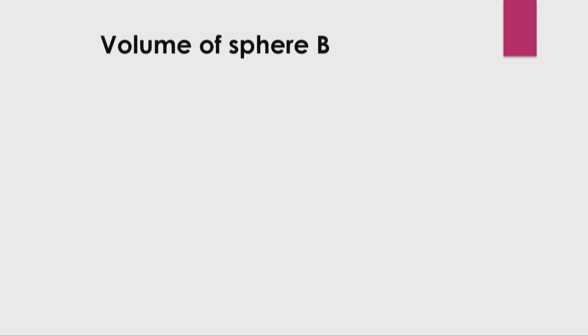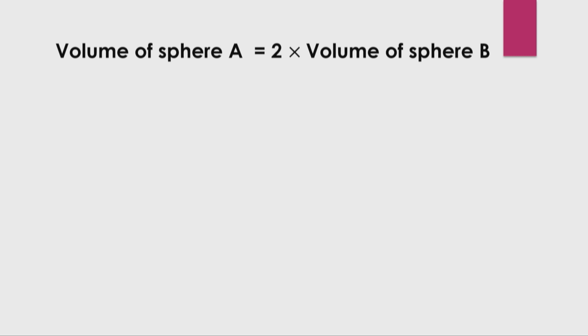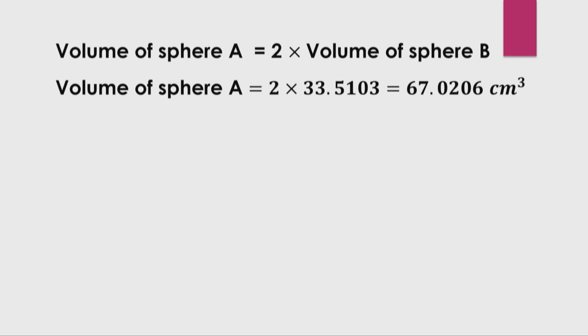To calculate the volume of sphere B, we use the formula 4/3 pi r cube centimeter cube. Substituting the values, 4/3 pi multiplied by 2 cube centimeter cube. Evaluating this, we get 33.5103 centimeter cube. Volume of sphere A is equal to twice volume of sphere B. Substituting the values, we get volume of sphere A is equal to 2 times 33.5103, which is equal to 67.0206 centimeter cube.